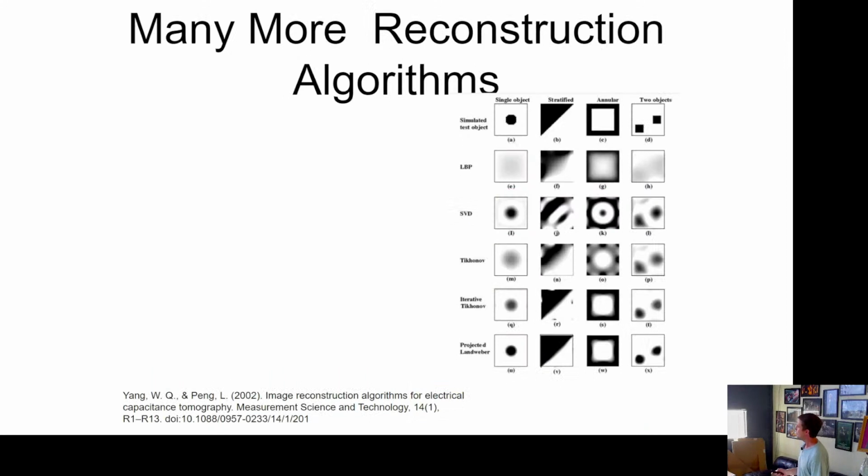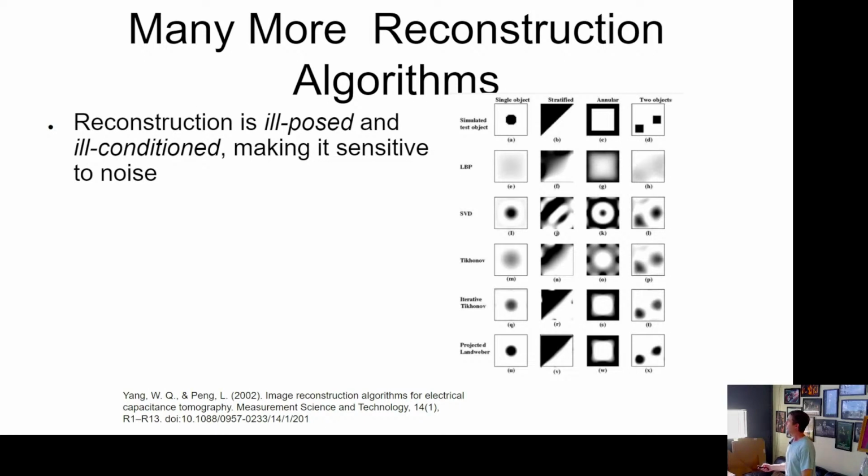So there are a ton more reconstruction algorithms out there that have been around for a really long time. Those were just 3 of them. There's a lot of iterative methods. And the problem being, like I said, is that there's very few data points that you have to work with to try to reconstruct an image. So the reconstruction is termed ill-posed and ill-conditioned, and thus it's very sensitive to noise.